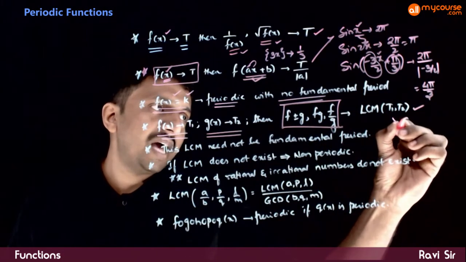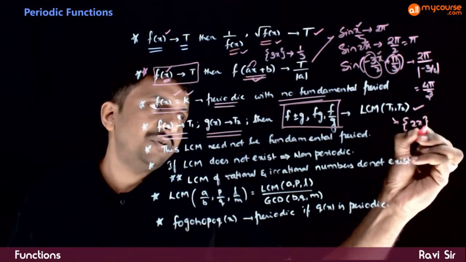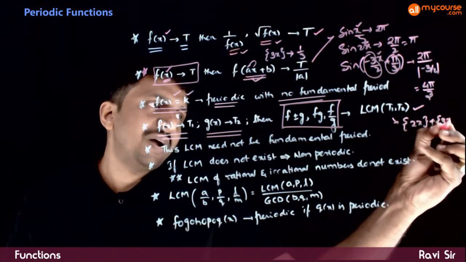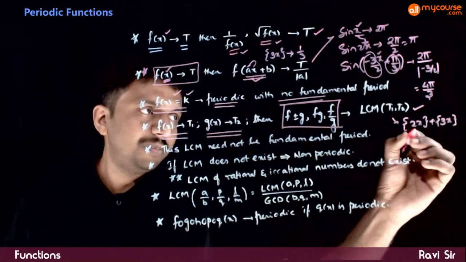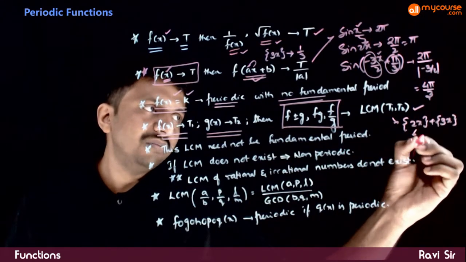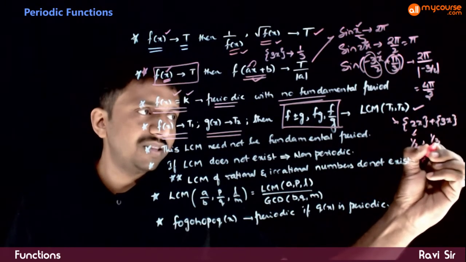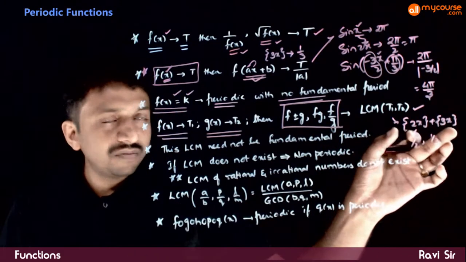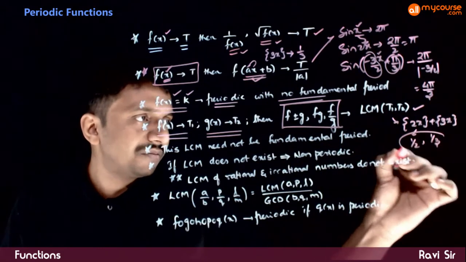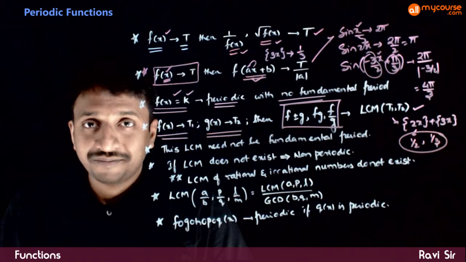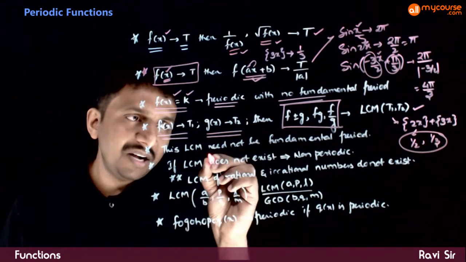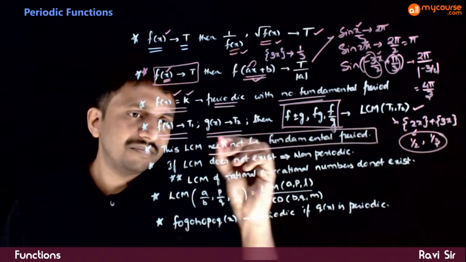For example, if you have fractional part of 2x plus fractional part of 3x, what is the period of this function? The period of the first function is 1 by 2. The period of the next function is 1 by 3. So the period of the effective function is LCM of these two. Now, this LCM need not be the fundamental period.